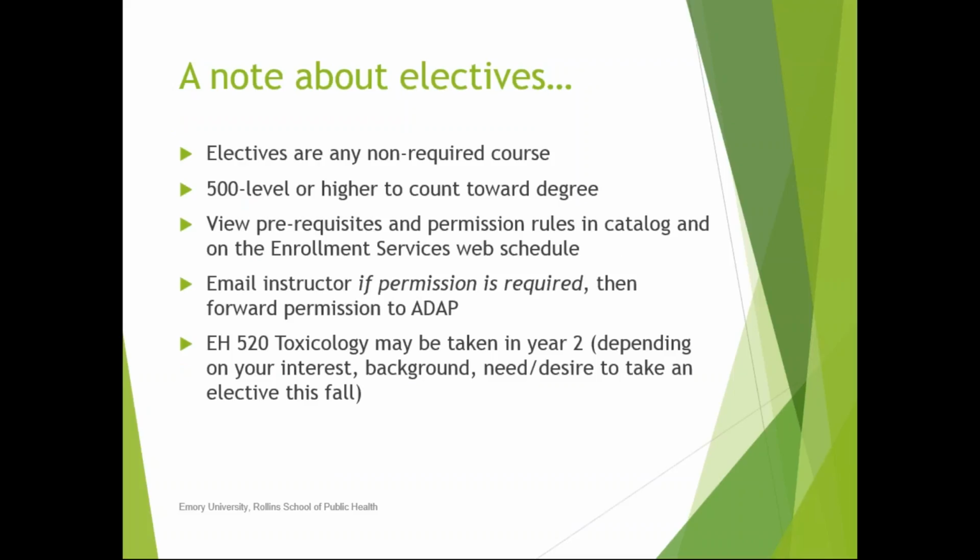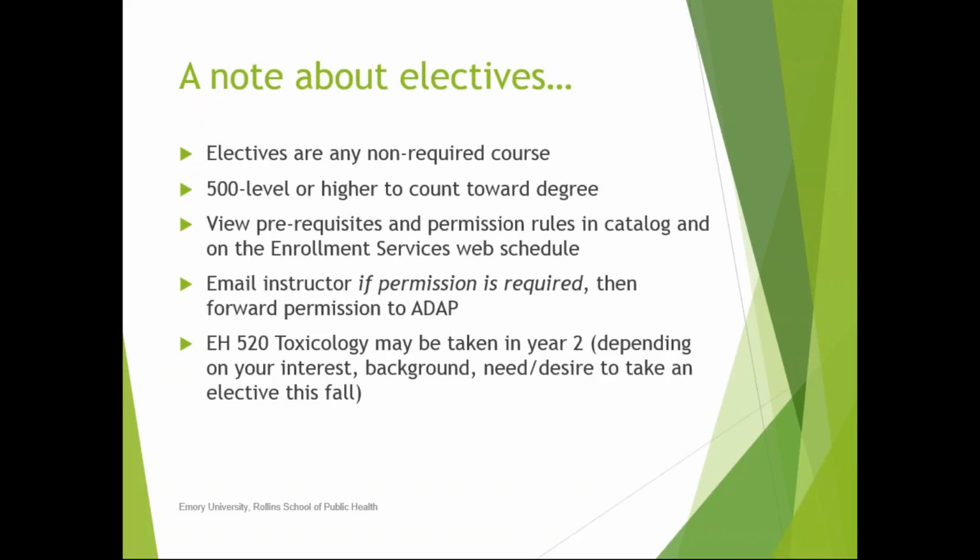Okay, so note about electives. Electives are any non-required course, and they're 500 level or higher to count toward your degree, which is basically anything that we would offer here at Rollins and also some other schools across Emory. Again, just a reminder to view the prereqs and the permission rules in the catalog and on the web schedule that we showed you.